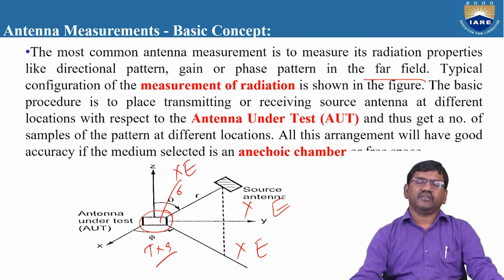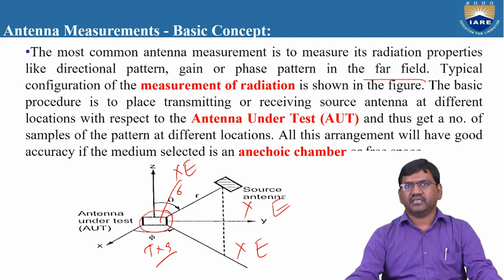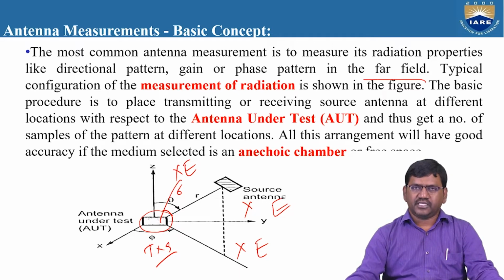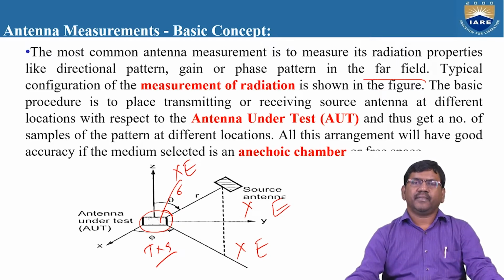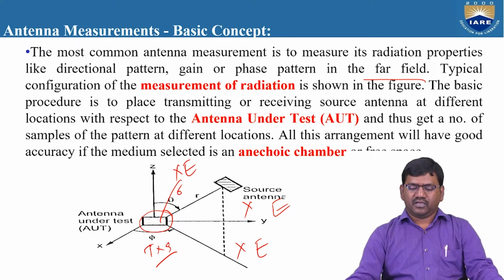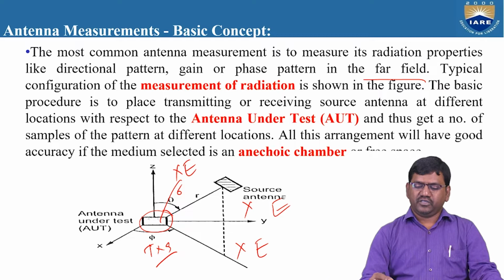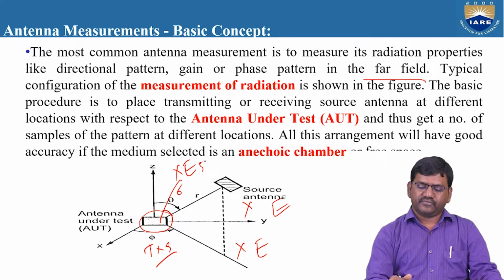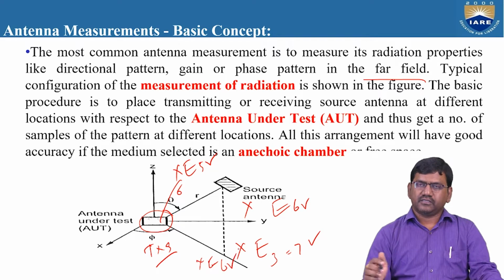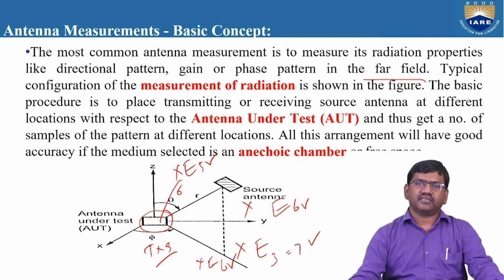All those electric field strength readings have to be recorded manually. After noting down all the readings at the source antenna, a radiation pattern is drawn by taking all the maximum and uniform field strengths at different points around the AUT. Suppose here it is 5 volts, here the electric field strength is 6 volts, here it is 7 volts, and here it is 6 volts. Like this, different field strengths are recorded.